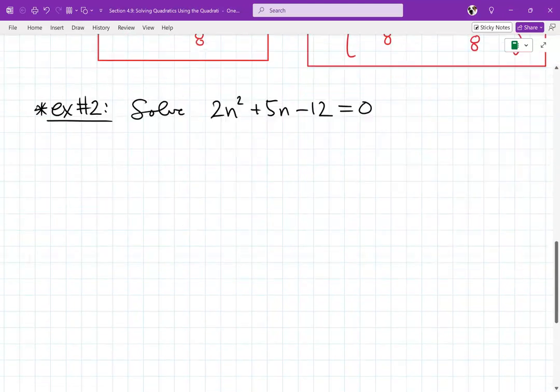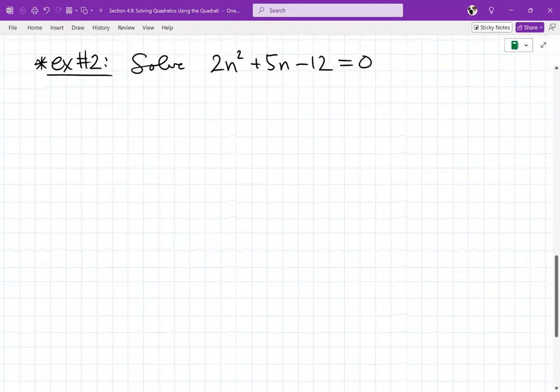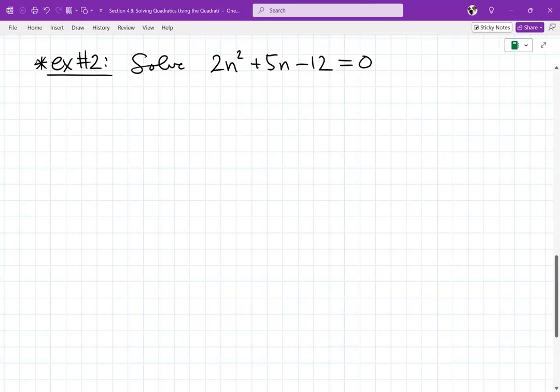So here's another one. Again, we're doing 3 of these, okay? The last one has, I know, imaginary answers in it. I think the first 2 do not. So this one says solve 2n squared plus 5n minus 12 equal to 0.